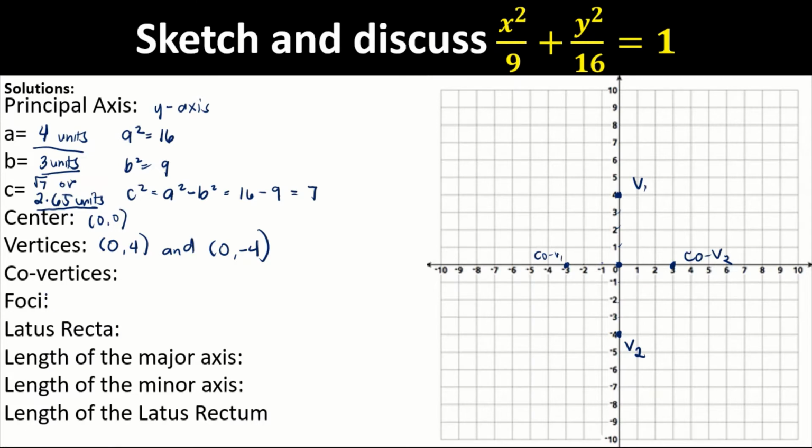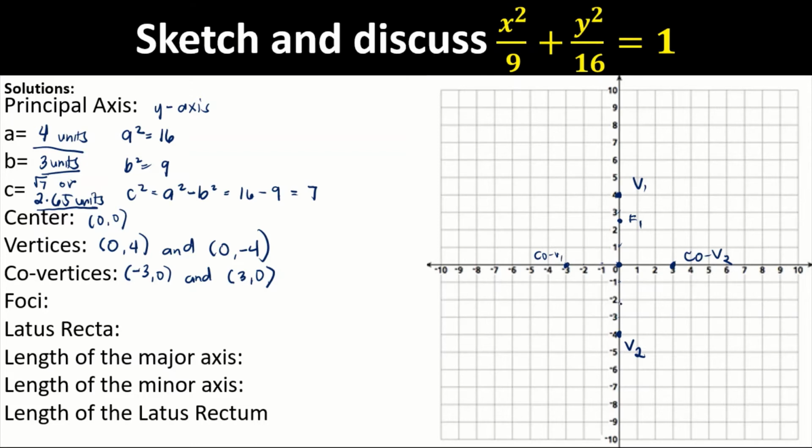Okay, so ang coordinates natin for the co-vertices, we have negative 3, 0, and we have 3, 0. Okay, next for the foci, we are going to count 2.65 units na naka-align tayo kay principal axis dun sa center and dun kay A. Okay, so magbibilang tayo ng 2.65 units kahilera ng vertices. 1, 2, and 0.65. So, this point is the F sub 1.